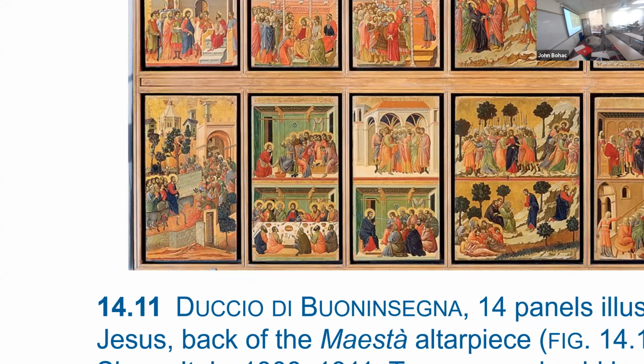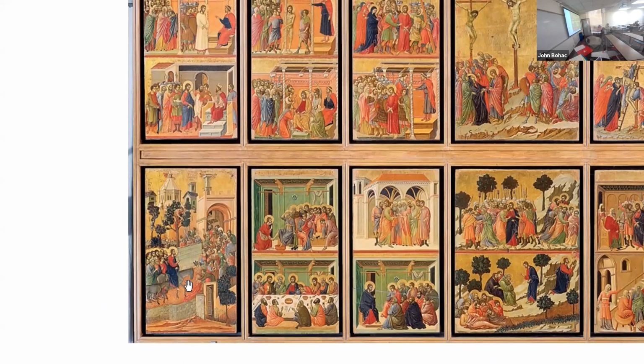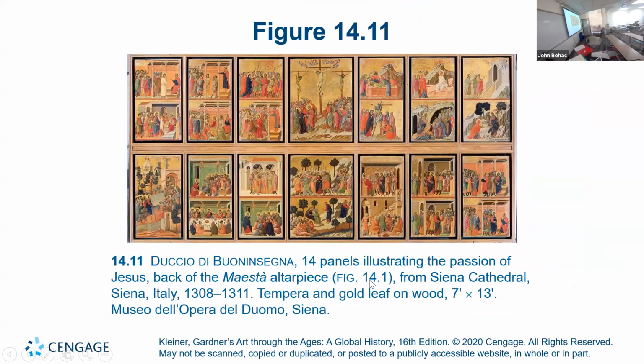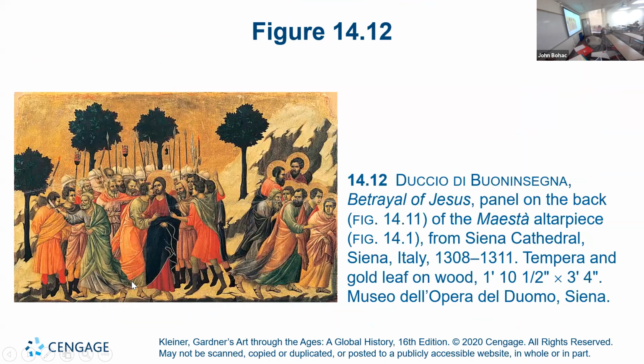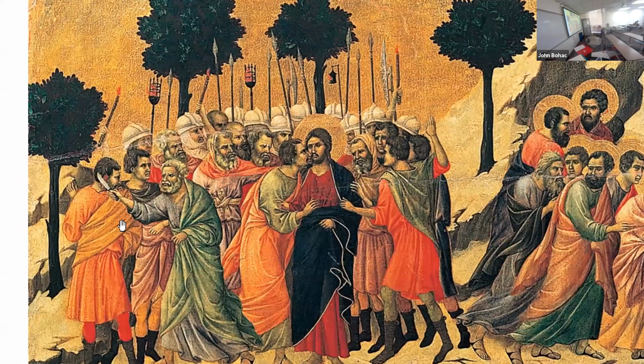Again, the idea of linear perspective had not been invented. They had to do what they could to tell the story. But at any rate, it's really quite remarkable what they do in this time period. There's that Duccio arrival into Jerusalem and his betrayal of Jesus. And there he is, St. Peter cutting this guy's ear off. A lot of violence in it.